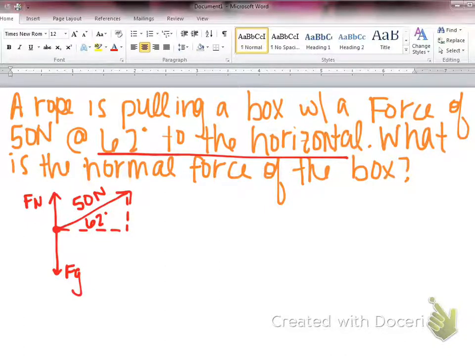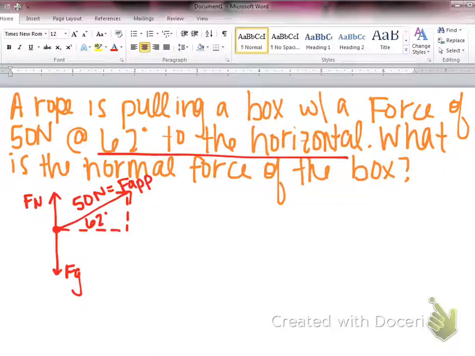So what would we call this 50 Newton force if we were going to name it? F what? Applied. You could call it F pull. You could call it really whatever you want. F rope. Anything you want to name that is fine. I'm probably just going to stick with F applied. Okay, because we know we're applying that force of the pull.